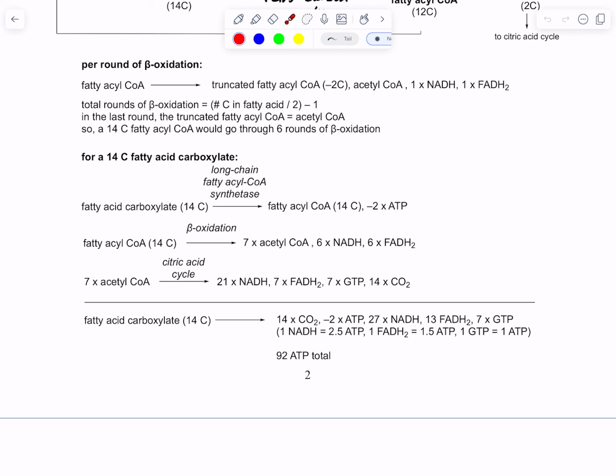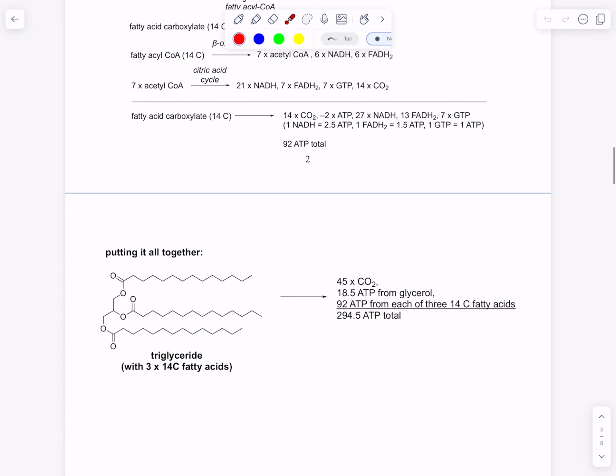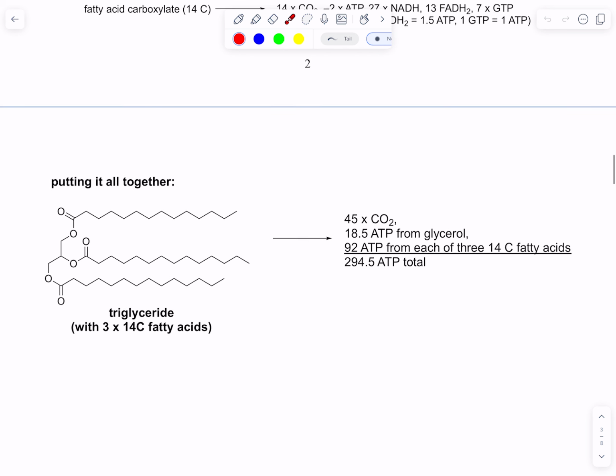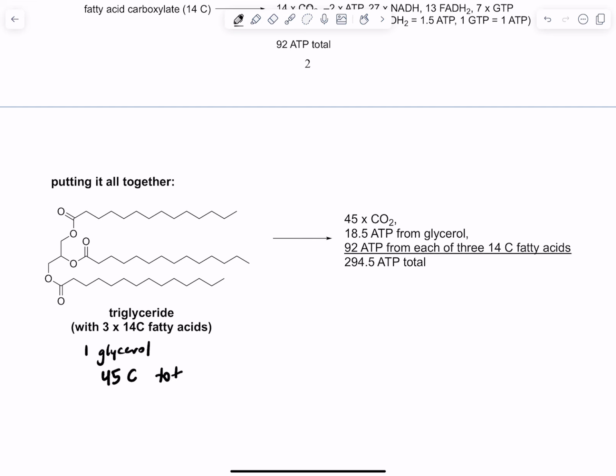Other questions about the overall view of things? So one triglyceride has one molecule of glycerol and three 14-carbon fatty acids. So that ends up being 14 times 3, 42, plus 3, 45 carbons total.